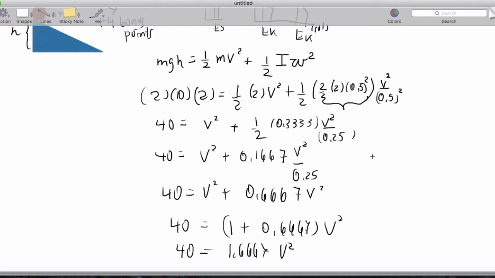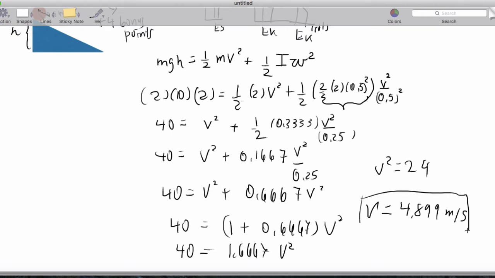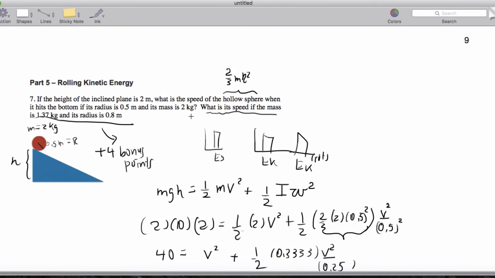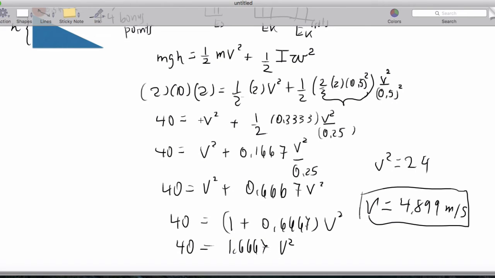When I go ahead and get v squared, that ends up being 24. And v itself ends up being 4.899 meters per second. That is only this first part here. I'm going to let you solve the second part.